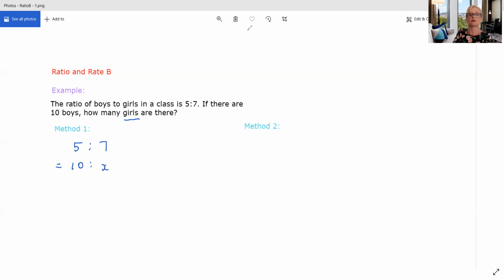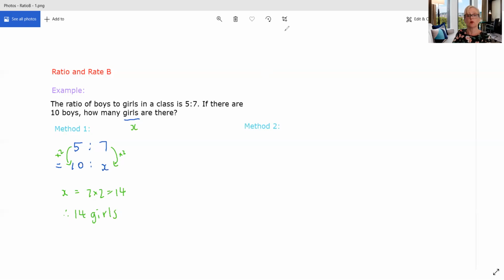All we really have to do here is think about, well, to go from 5 to 10, I've multiplied by 2. So to go from 7 to x, I also must have multiplied by 2. So x must be 7 times 2, which is 14. So if we let the number of girls be x, therefore there are 14 girls.